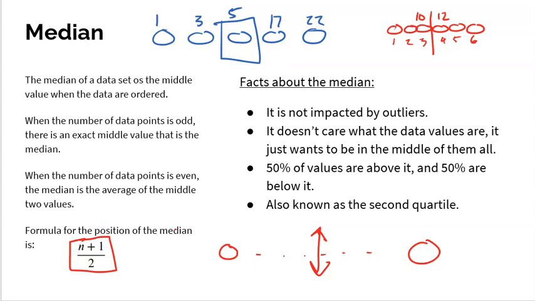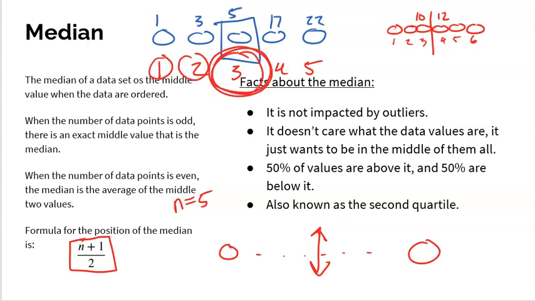So let's use it. Practice this real quick. If I have 5 pieces of data, and I say, okay, I got them in order. Here's the 1st, here's the 2nd, here's the 3rd, here's the 4th, here's the 5th. Okay, where's the median? Well, 5 plus 1 is 6. 6 divided by 2 is 3. That tells me that the median is not 3. The median is the 3rd value. So here's the 1st value, here's the 2nd value, there's the 3rd value, there's the median. So again, if my numbers were 1, 3, 5, 17, 22, the median would therefore be 5, the 3rd value.